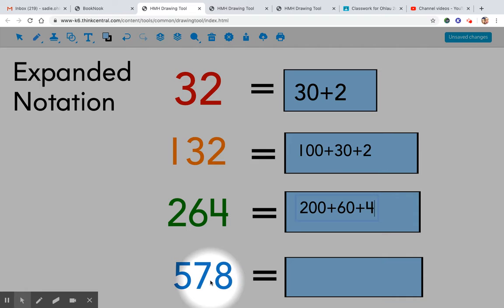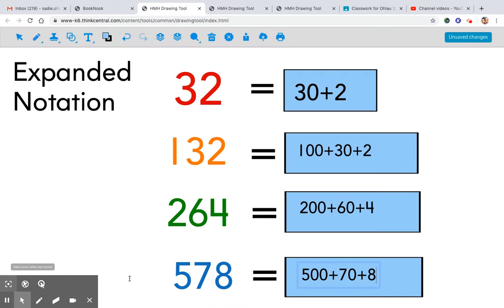Now our last one is 578. I have a 5 in my hundreds column. That means I have 5 hundreds, plus 7 tens, a 7 in my tens column, and 8 ones. 500 plus 70 plus 8 equals 578.